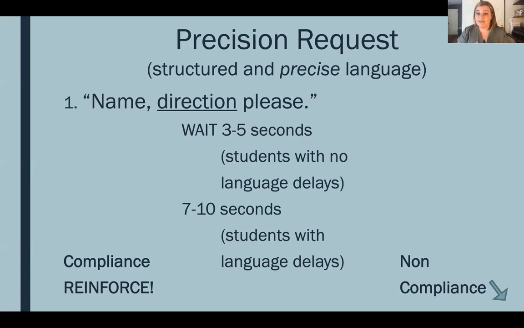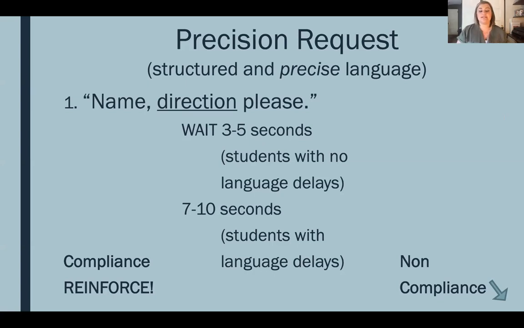Okay, so really focus on the wait time, because typically the amount of time people give from direction to the second direction is 1 to 2 seconds. I don't even react that fast. Okay, and I like to believe I'm pretty good at following directions, but 1 to 2 seconds, sometimes that's even hard for me to get up and get going, okay? And especially for kiddos with a language delay, you have to give that processing time, that 7 to 10 seconds.